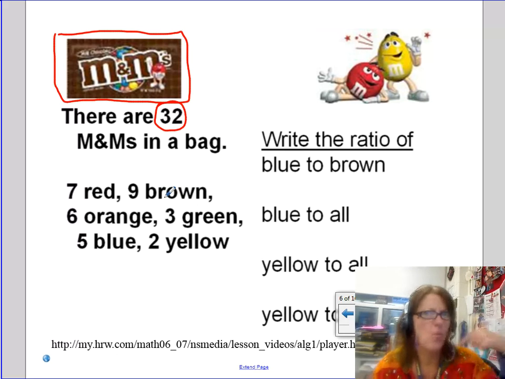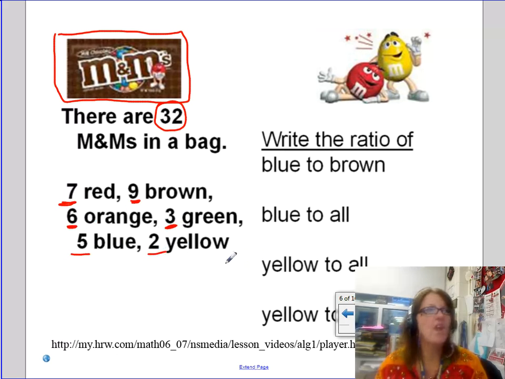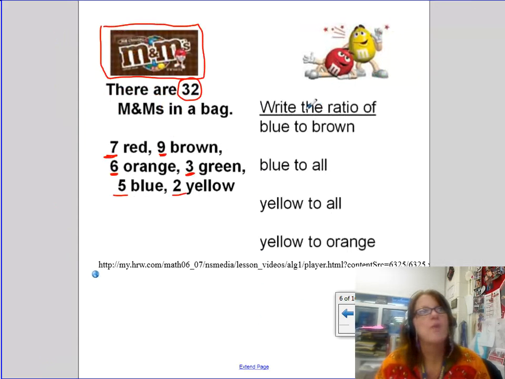I do. Okay, so here we go. Let's say we have 7 red ones, 9 brown ones, 6 orange, 3 green, 5 blue, 2 yellow. Okie dokie. If I asked you, hey, could you please now write the ratio of blues to browns.